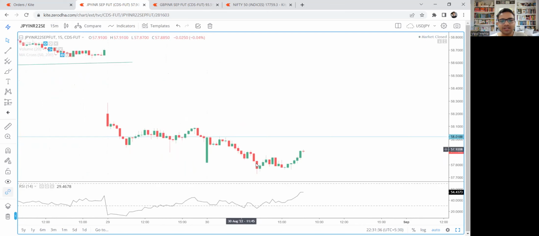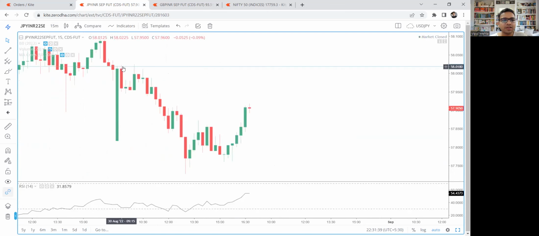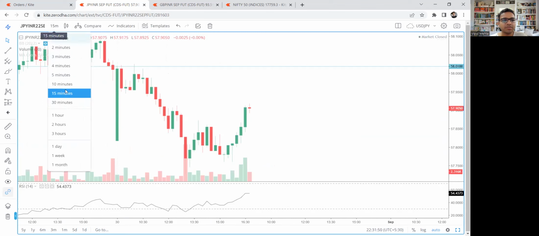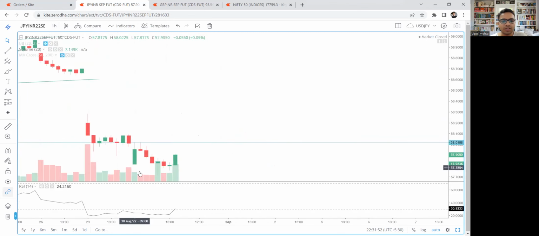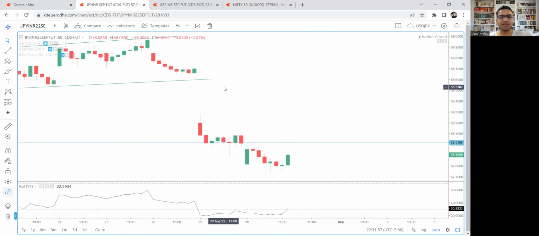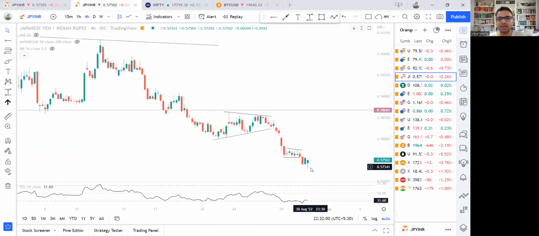In fact, it's not as clear on the 15-minute. On the 15-minute, it is clear that there were three hits, even a fourth hit, and then the price simply fell down. But this particular thing is not very clear on the 15-minute, it is far more clear on the hourly time frame. Right. So this is Japanese yen to Indian rupee. Again, there's nothing here to trade. Anyways, we'll not get to see much. Day after tomorrow only we'll get to know what is happening in these pairs.